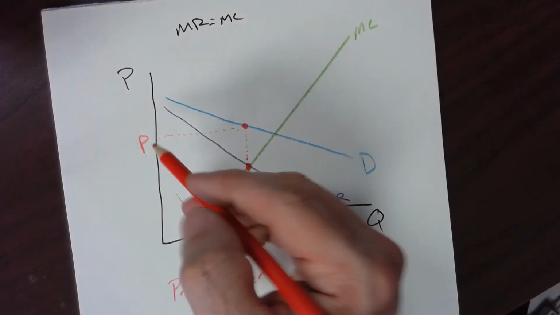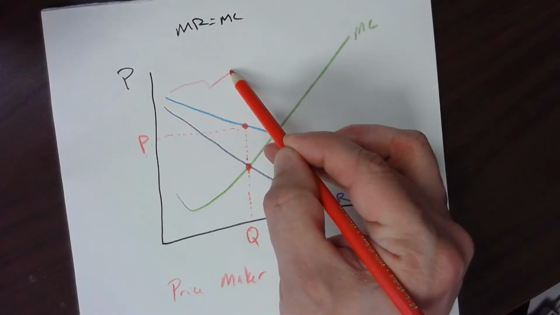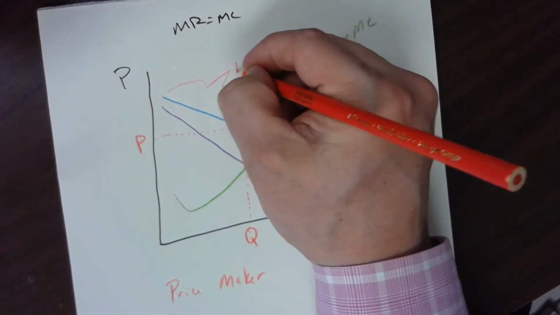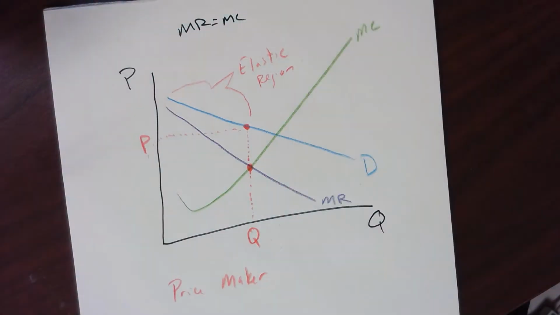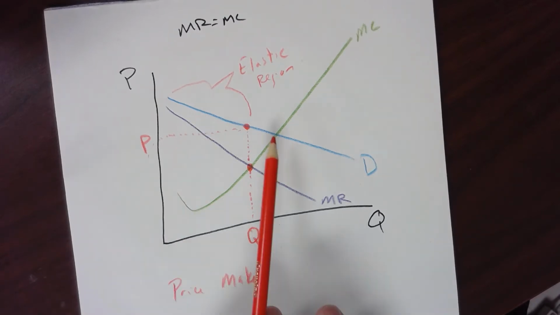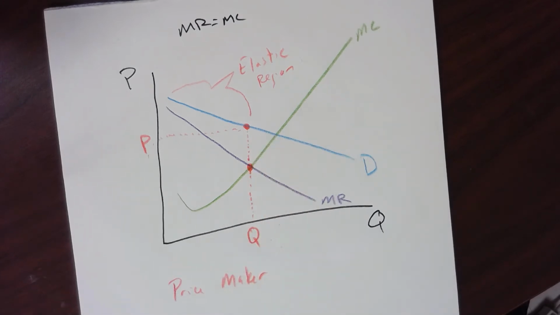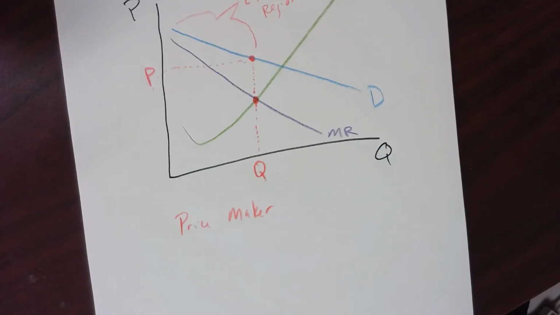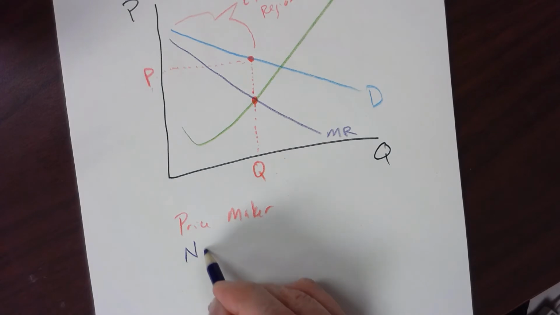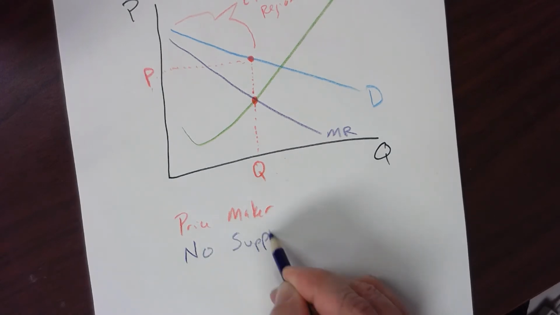And the price will be set in the elastic region of the curve. I want to remind you guys, if you recall, up here is the elastic, right here would be the unit elastic, and down here would be the inelastic portion of it. Okay? And another cool part of this situation, there is no supply curve.